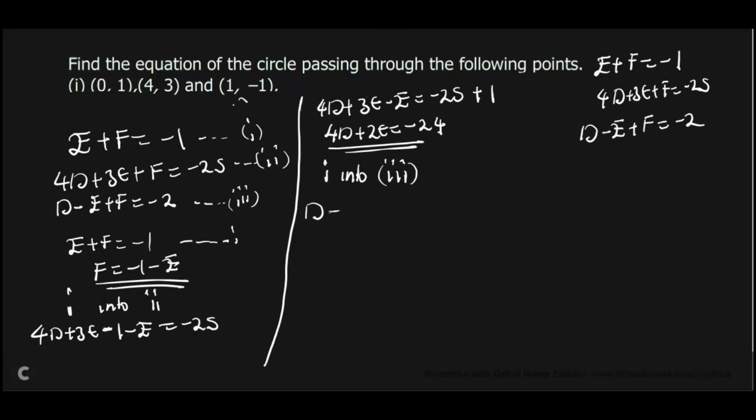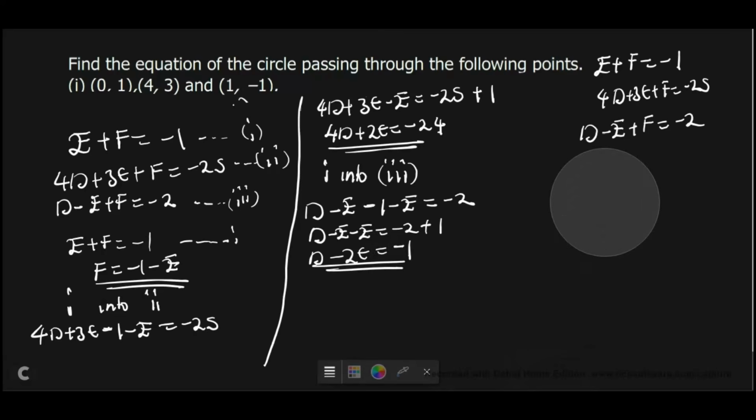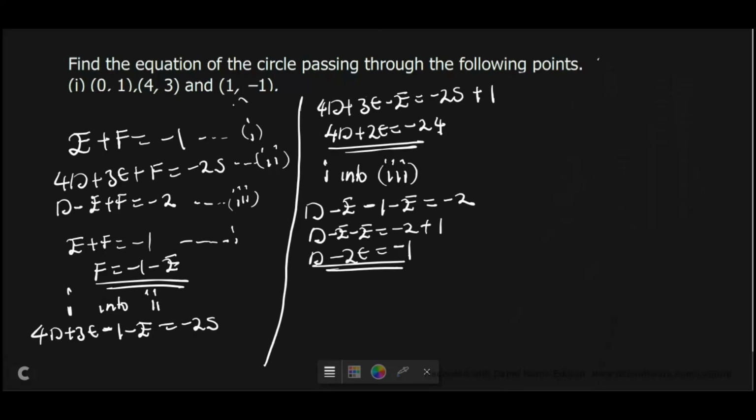So say D there, then F. Then what's the F for this situation? It's negative 1 minus E, equal to, in equation 3, sorry, equal to negative 2. Then D there, then E, and minus E there equal to negative 2. Then positive 1, such that we have D minus 2E equal to negative 1. So you get this equation here. So this is the equation that you get from these two.